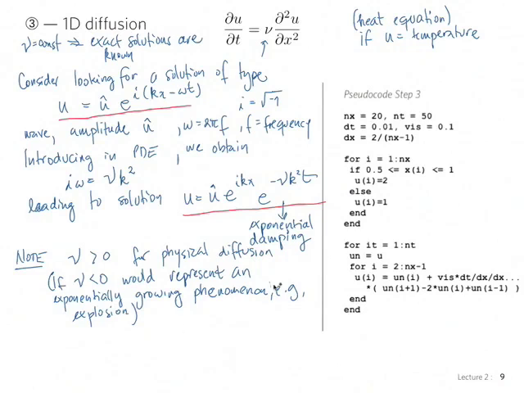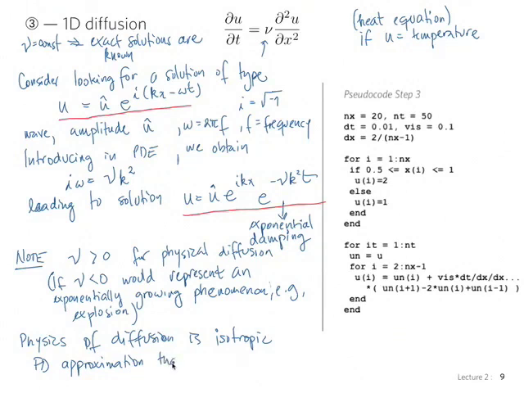Okay? So that's an important conclusion. Physics of diffusion is isotropic. So the finite difference approximation that is appropriate to this physical behavior is a central difference.